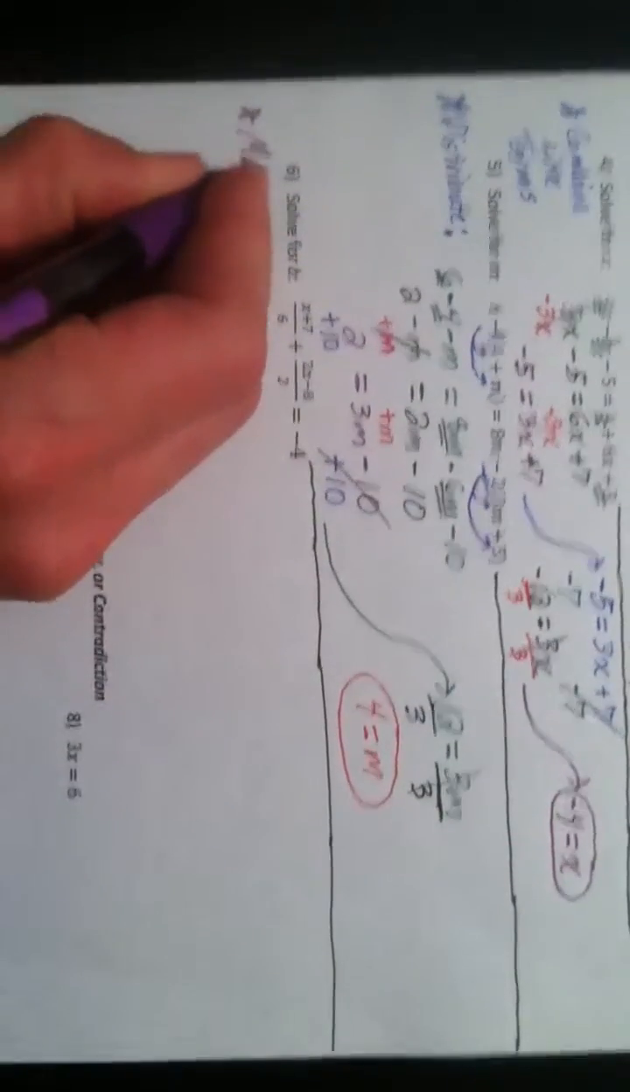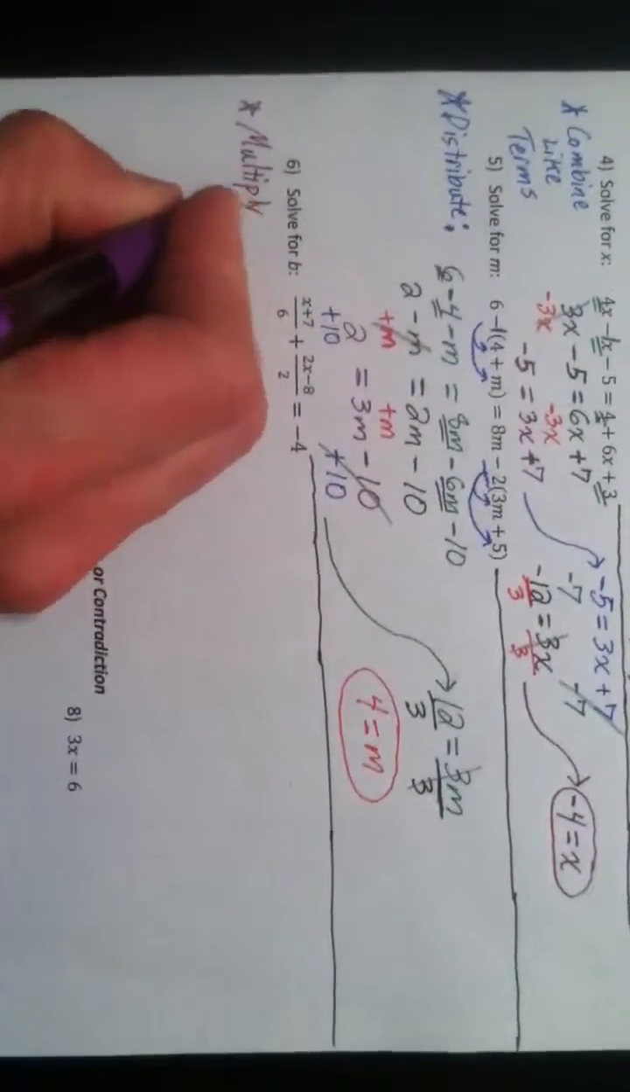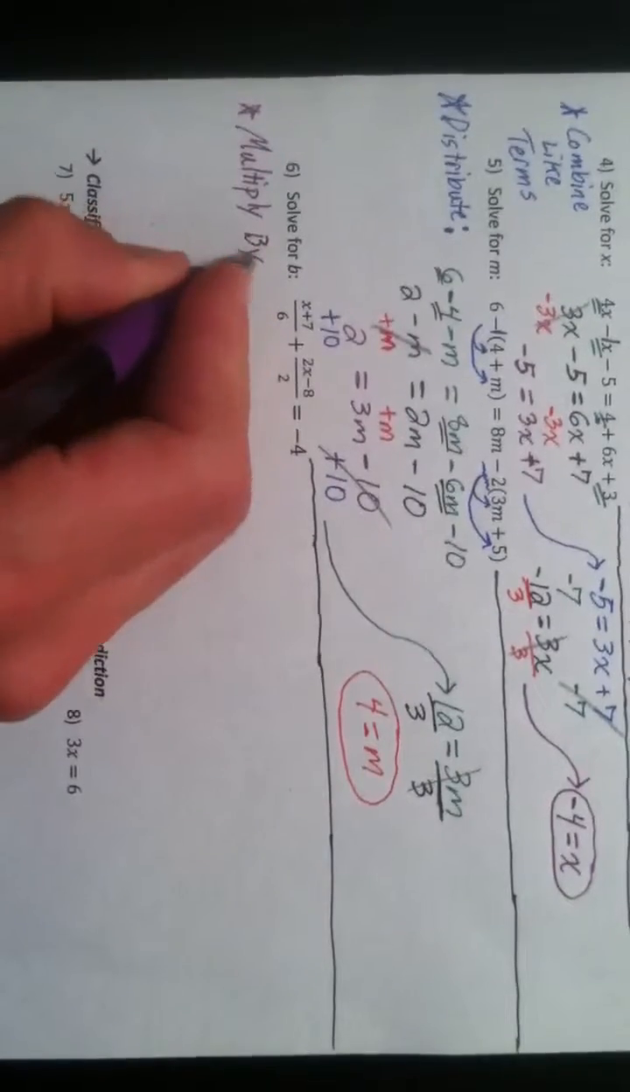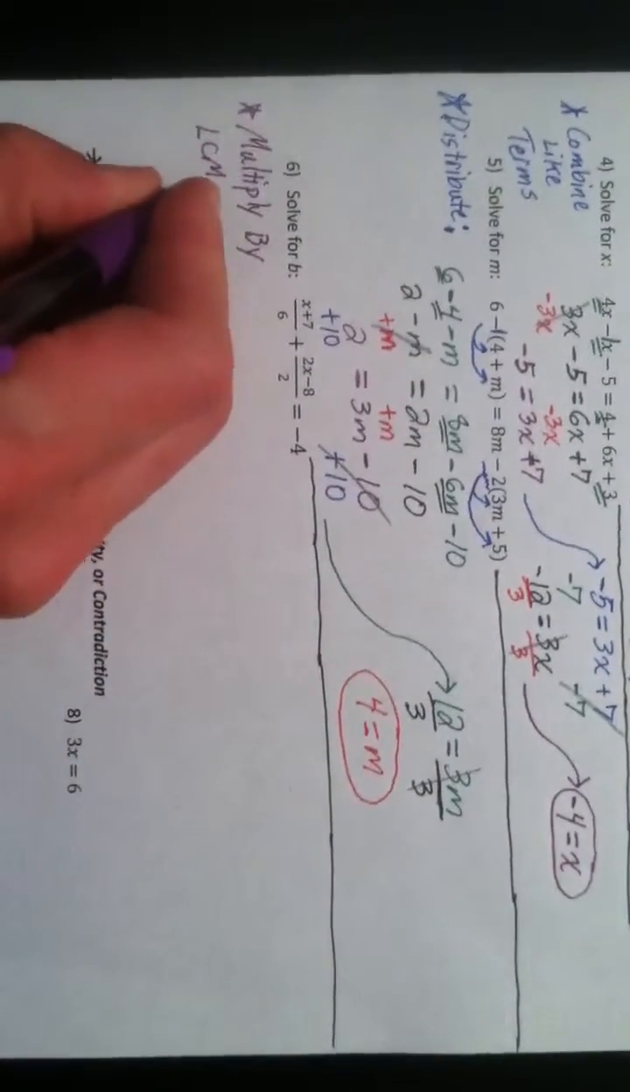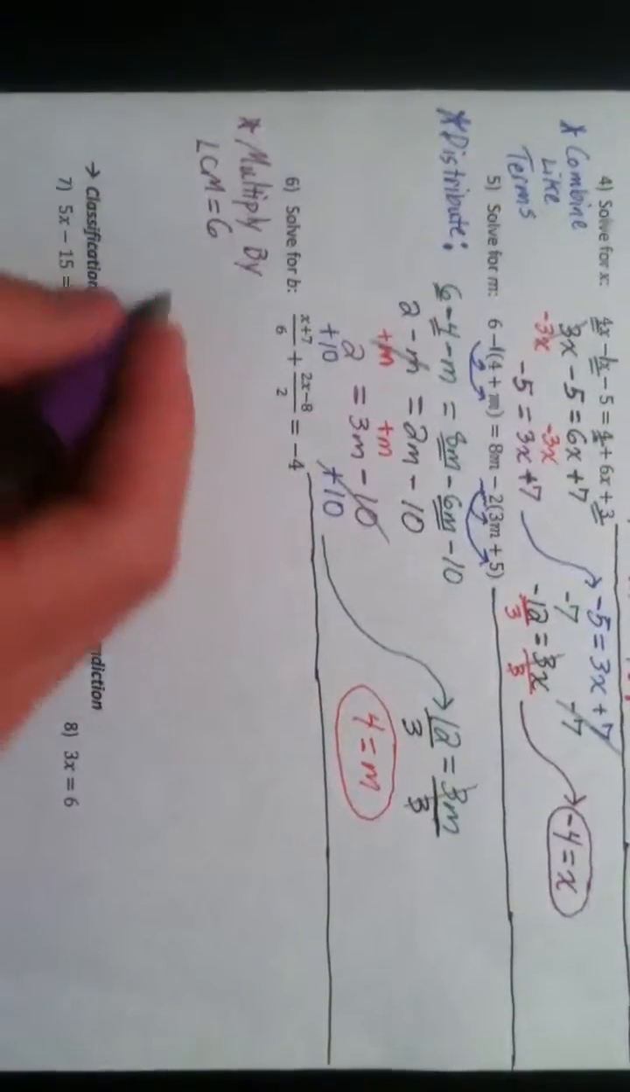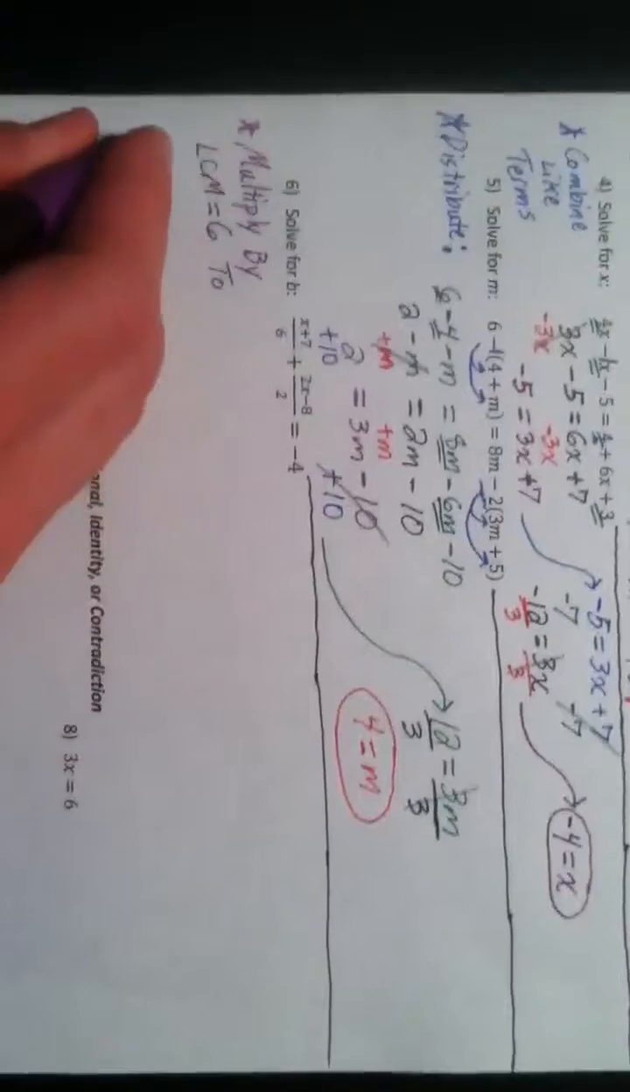So the trick is multiply by the least common multiple. I'm just going to write LCM, which in this case is 6, in order to clear your fractions.